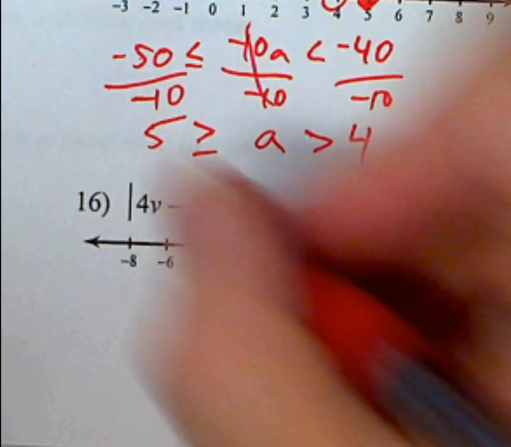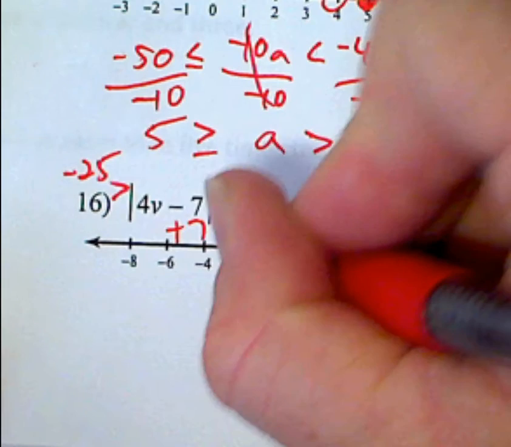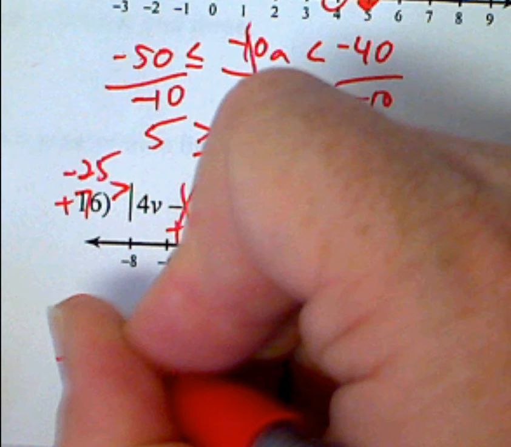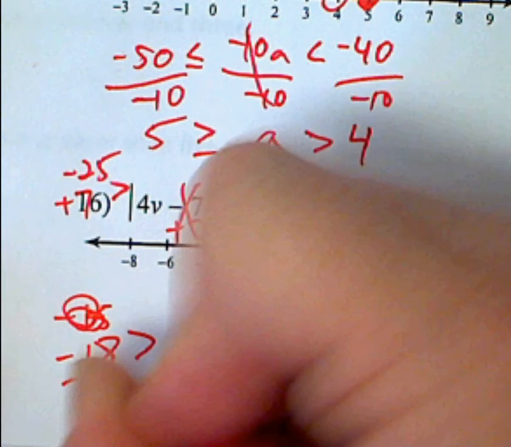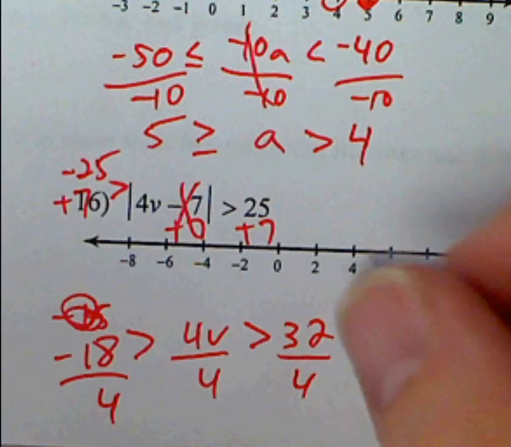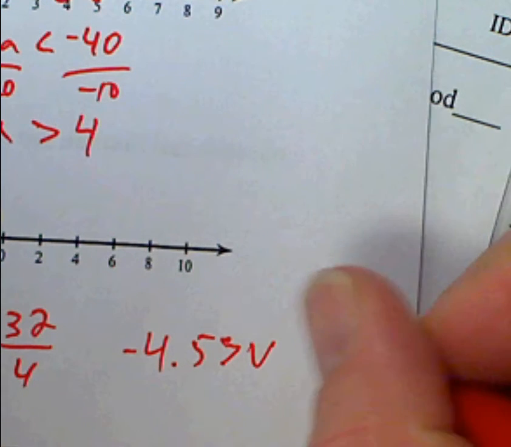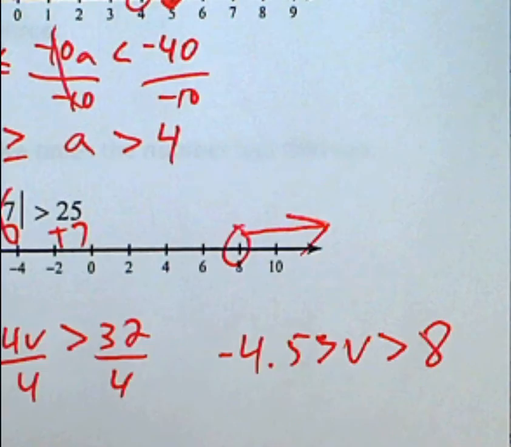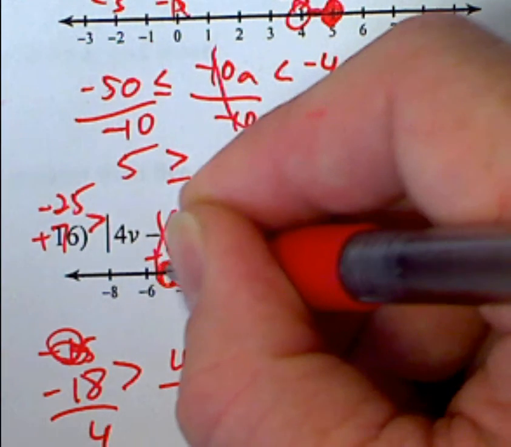Number 16. Go ahead and pause the video and try. Number 16, I have to have my positive and my negative. So I'm going to add 7 to all three sides. So that would be negative 15, negative 18 for v greater than 32. Divide both sides by 4. 18 divided by 4 gives me 4.5, so I got negative 4.5 greater than v, and then greater than 8. So v is greater than 8, going that way. V is less than negative 4.5. So I should have put that in the middle right there, going that way.